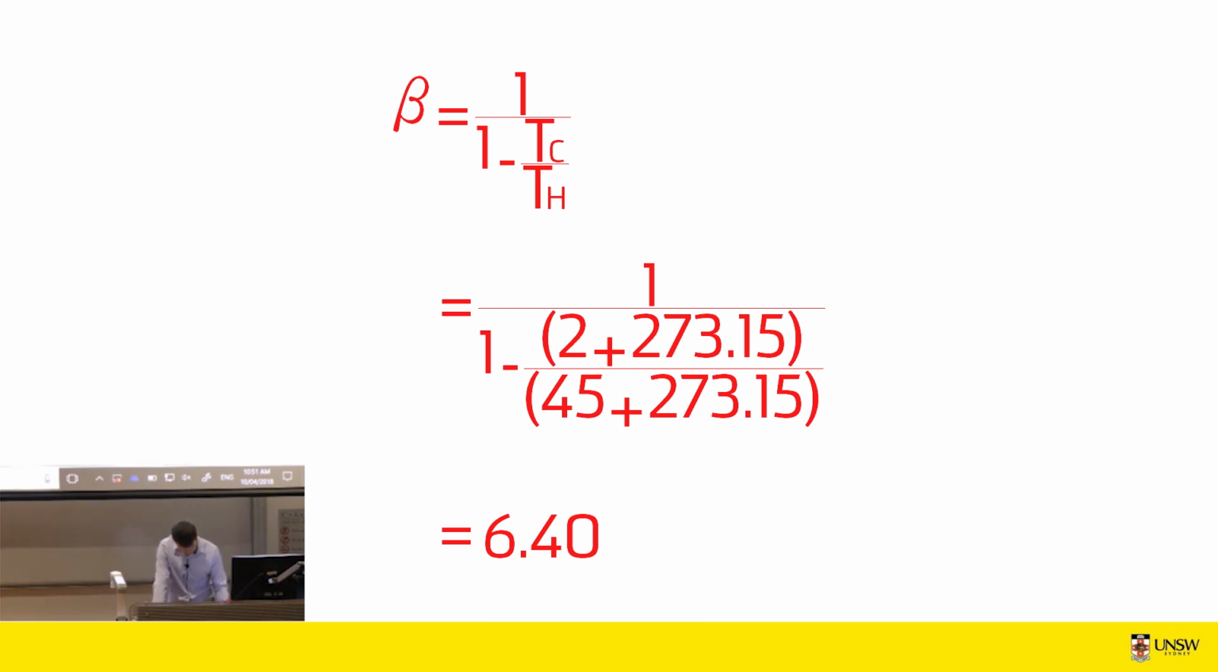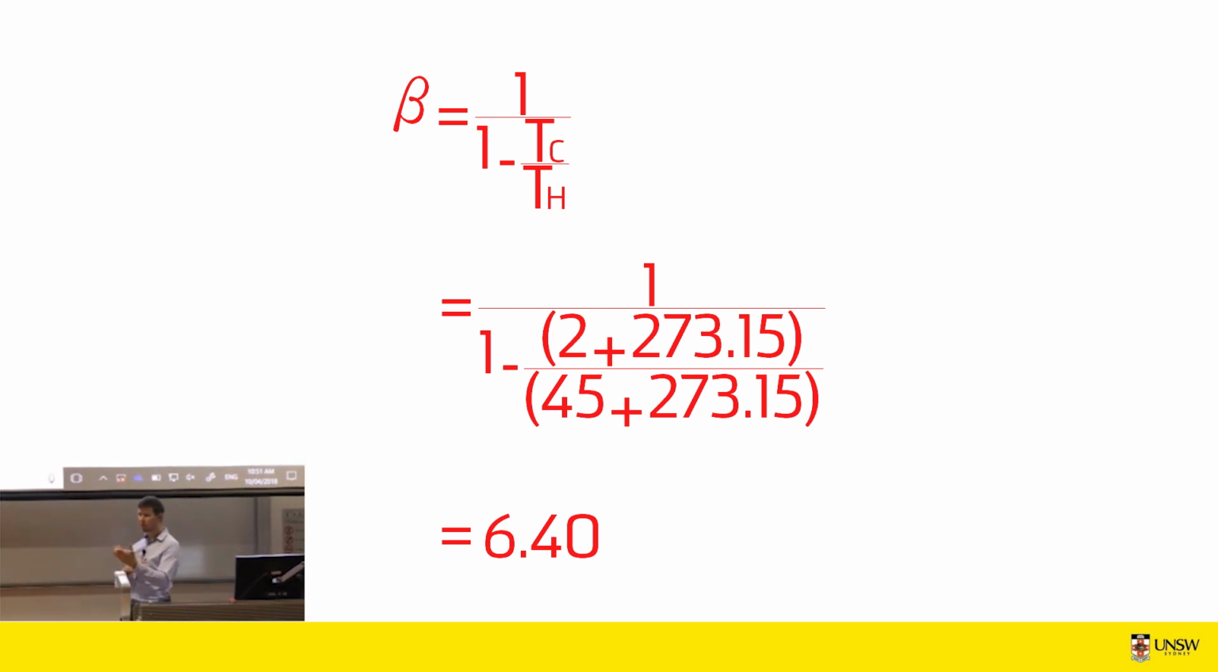Yeah, that looks right. 1 on 1 minus the cold temperature, which is 2 plus 273.15, over the hot temperature, which is 45 plus 273.15. I have to go to Kelvin because I'm dealing with a ratio.